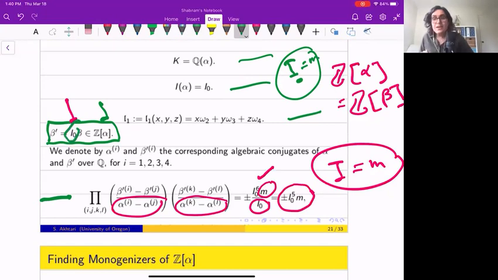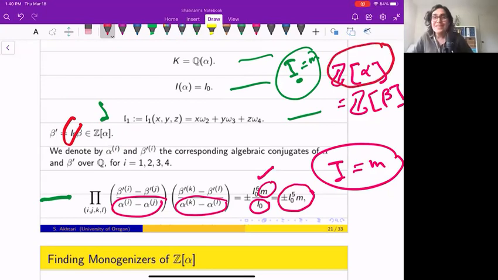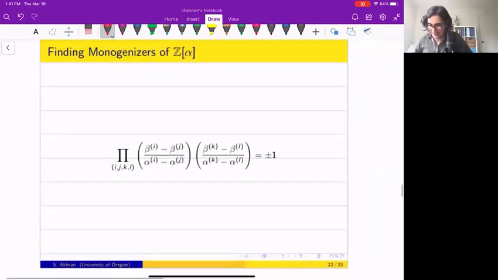Also, it tells me that you can take their proof, but do not worry about multiplying I naught to your element, because if you are going to find another monogenizer, the element beta has to be already inside Z of alpha. So I don't need to multiply anything by I naught. So I get rid of this I naught to the 6, and my M and I are going to be equal, so I get 1. So again, I keep saying I get 1. By that, I mean to find the monogenizers, I actually have to do something much simpler.